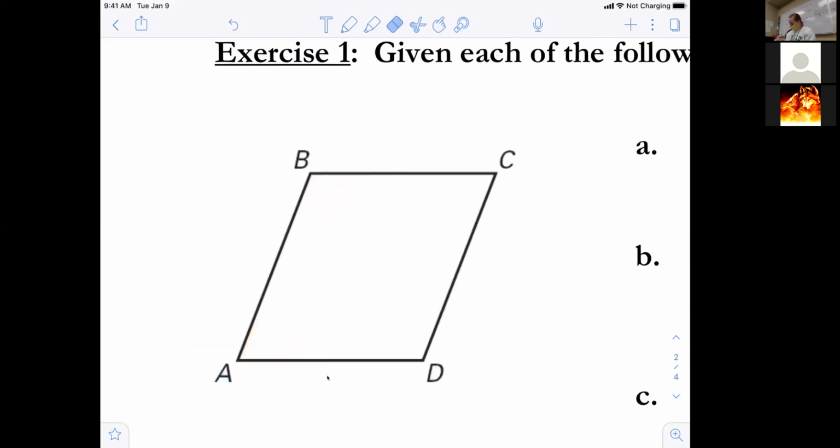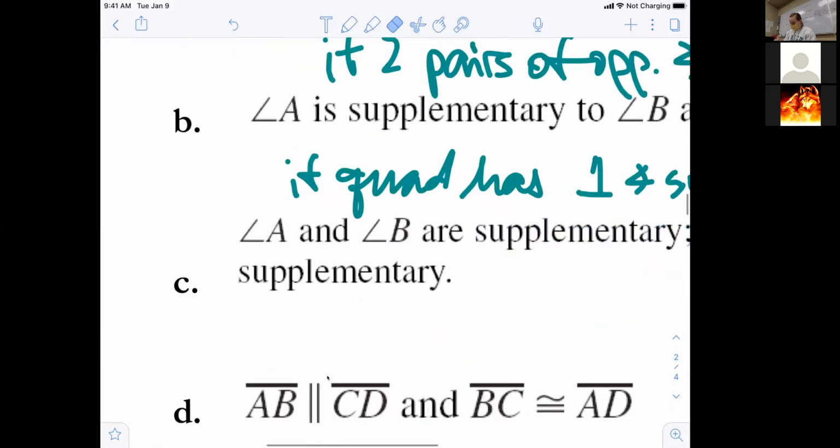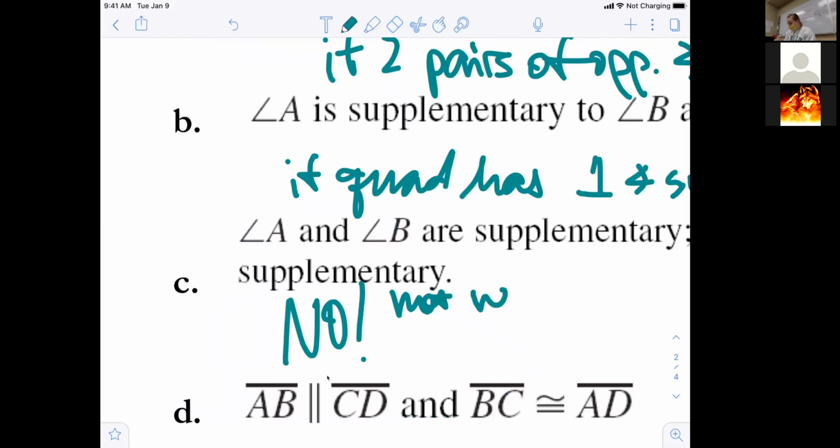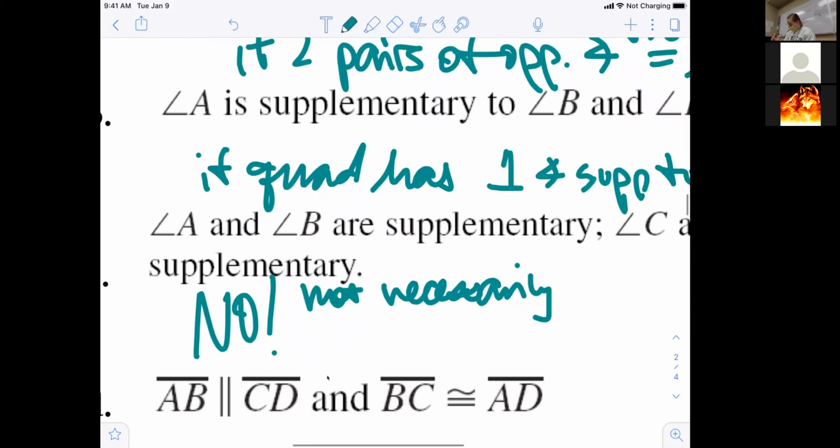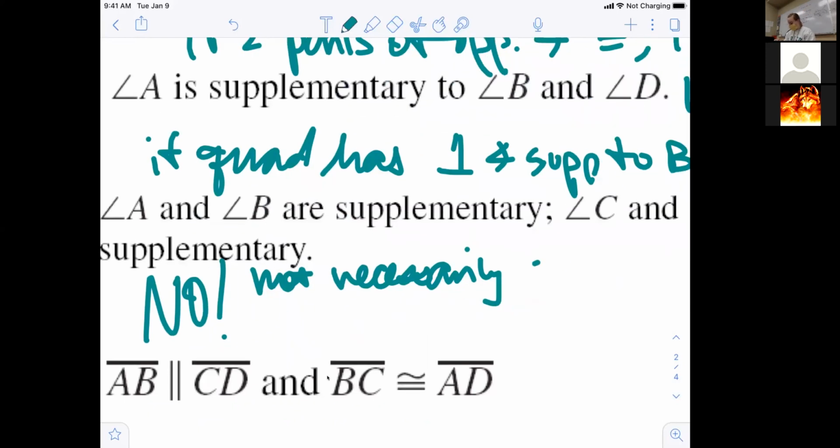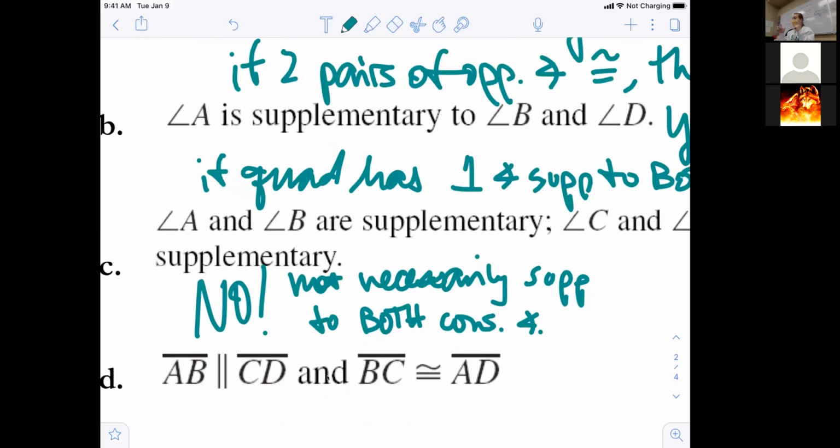And I'm going to say why. The reason why, no. It didn't specify. It's not necessarily sup to both of its consecutive angles. We know it's sup to one of them. We know A and B are sup, and we know C and D are sup. So we know they're supplementary to one of their consecutive angles. We don't know how the other ones relate. And we can't just assume best interest.